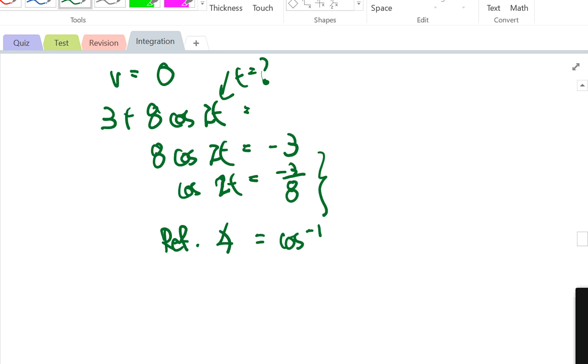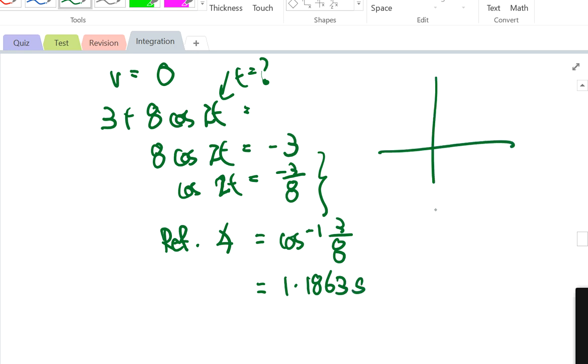Okay, Alex, do I put negative 3 over 8 or just put 3 over 8? 3 over 8. Yes. I always use the absolute value. The negative or positive tells us which quadrant it lies in. So, Alex, can you press the calculator? 1.186. Yes, I get the same as well, 1.1863. Okay, this is the reference angle.